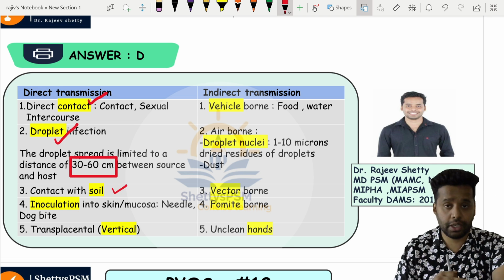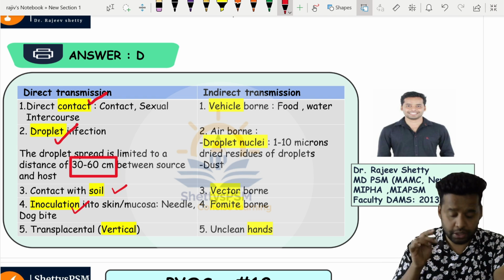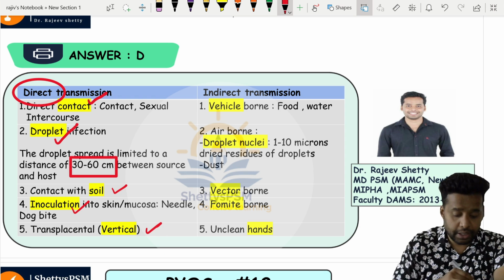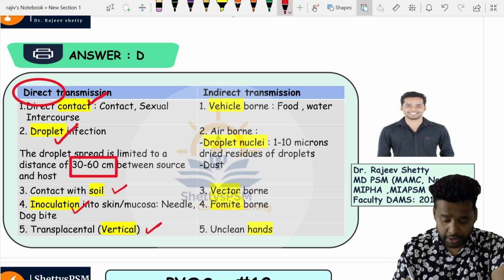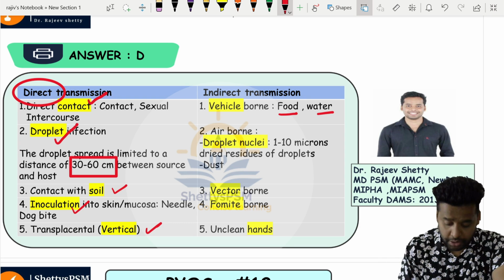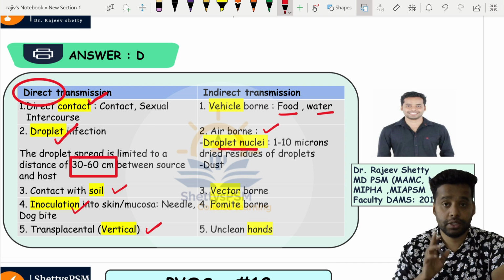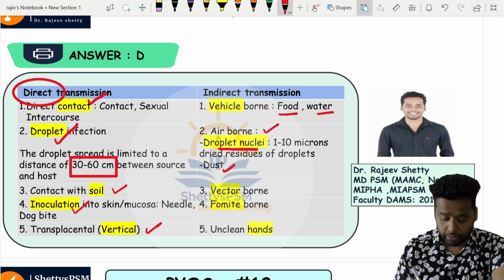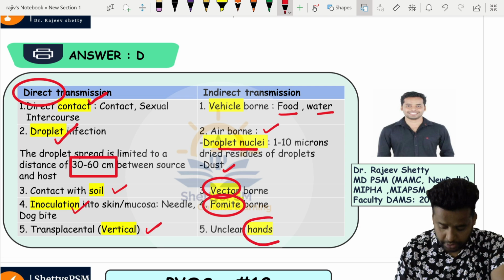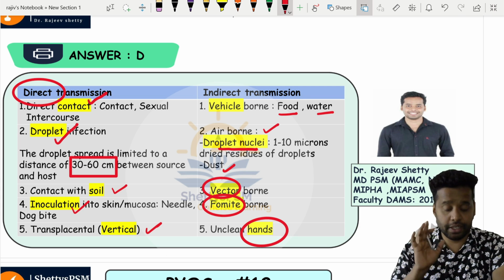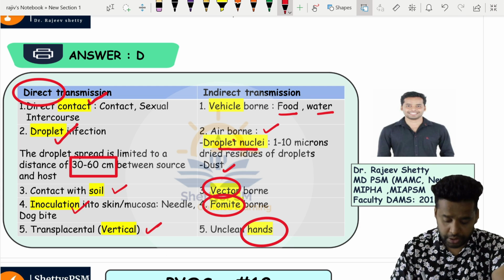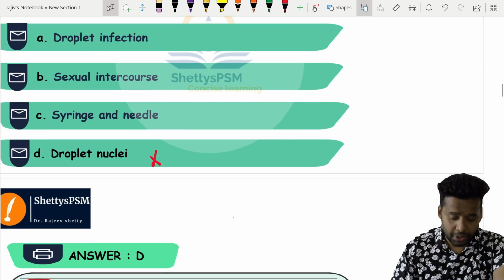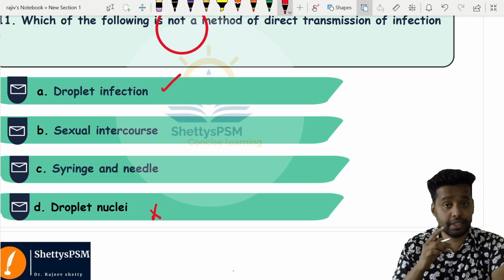Soil, like you come in contact and you get tetanus. Inoculation, like dog bite or needles. Vertical transmission. All these are direct modes. Indirect modes, you need someone else to carry the agent, like food and water, vehicle. Droplet nuclei means airborne. See the question. Droplet nuclei is an indirect mode of transmission, or even dust. Vector, fomites, hands. All of this, you need someone else to carry the agent, either food, water, air, vector, fomite, hands. I made the question difficult because droplet infection is direct, droplet nuclei is indirect.